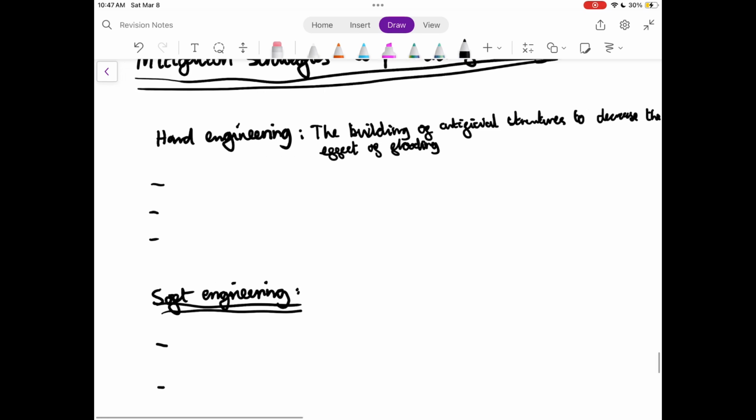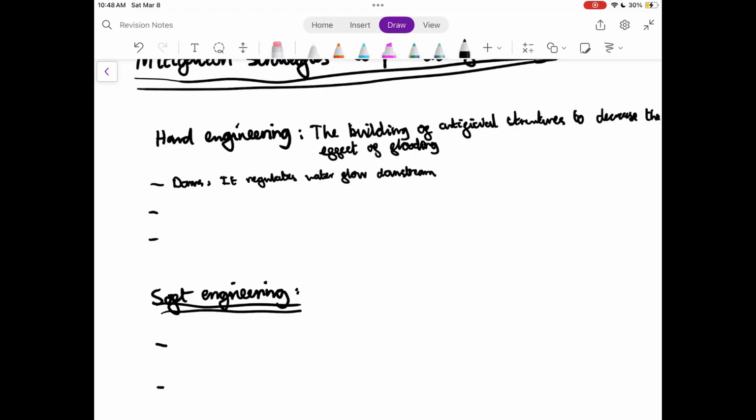So some examples of hard engineering can include the building of dams, and this is because it regulates water flow downstream. So this means that floods in the lower course are less likely to happen. But however, earlier in this video, we discussed that dams hold water behind it. So this can increase flooding upstream. So there are some disadvantages to these strategies.